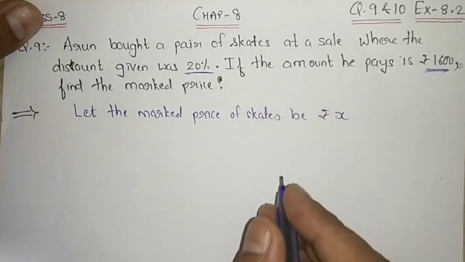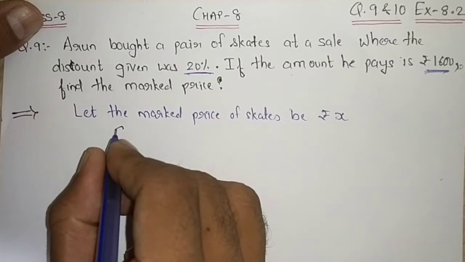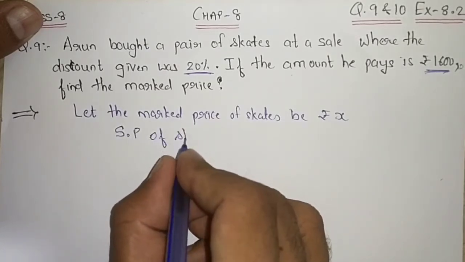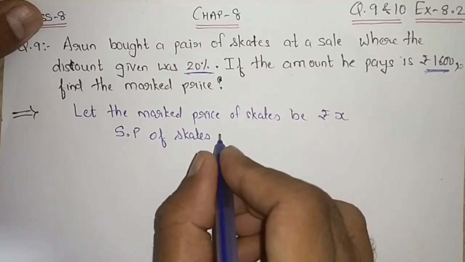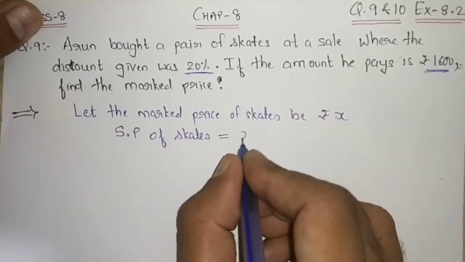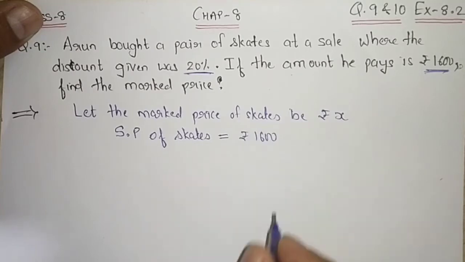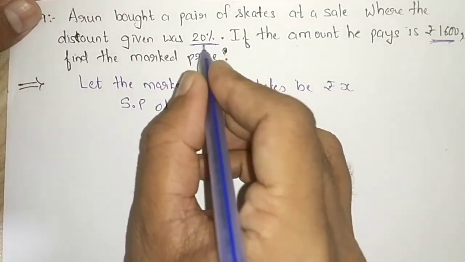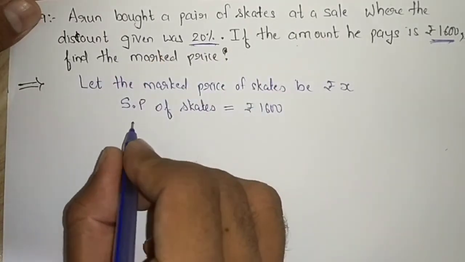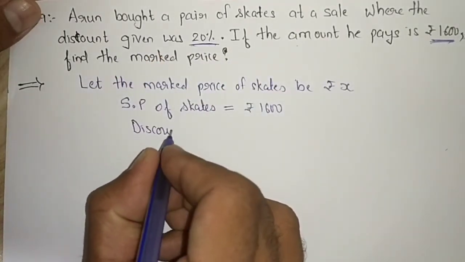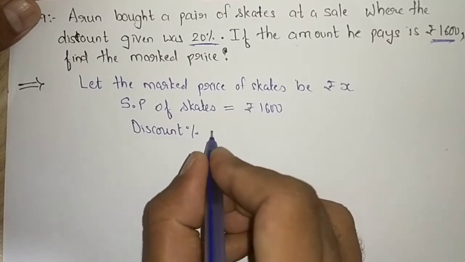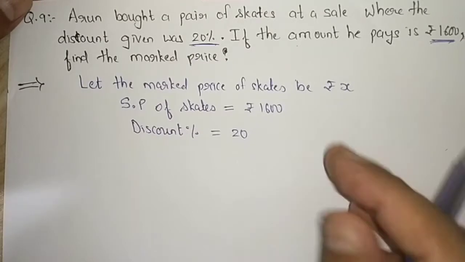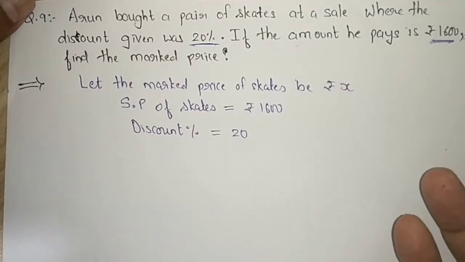What else they have given us? They have given us the selling price, SP of skates. So selling price of skates is rupees 1600. What else they have given us? They have given us a 20% discount. So discount percentage is equal to 20. Now if you see carefully, how we will solve this.